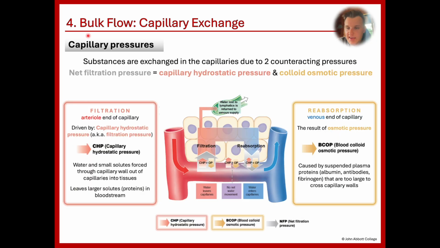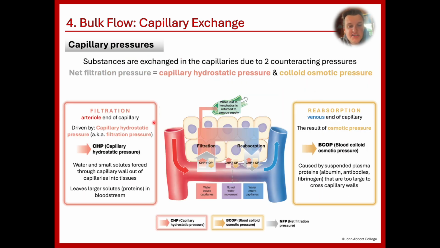So here's the picture that you should be familiar with. We're going to talk about the capillary pressures. So substances are exchanged in the capillaries due to 2 counteracting pressures. There is this pressure, this filtration at this part, and there's reabsorption. And basically, net filtration pressure, the ability to move things across the capillaries into the tissues, right, is dictated by 2 specific pressures, the capillary hydrostatic pressure and the colloid osmotic pressure, okay?